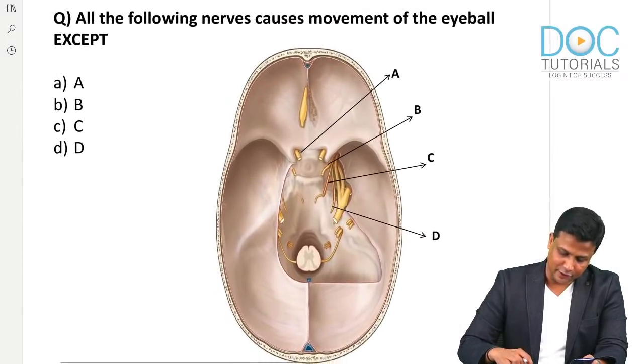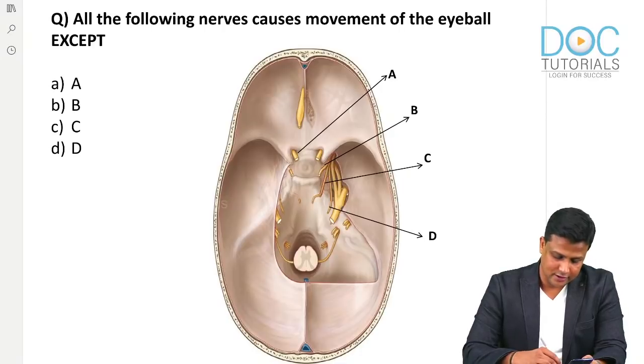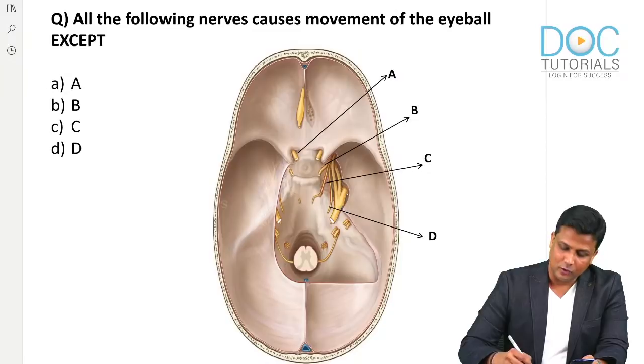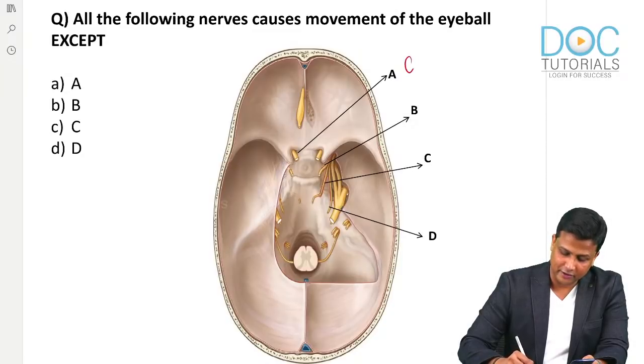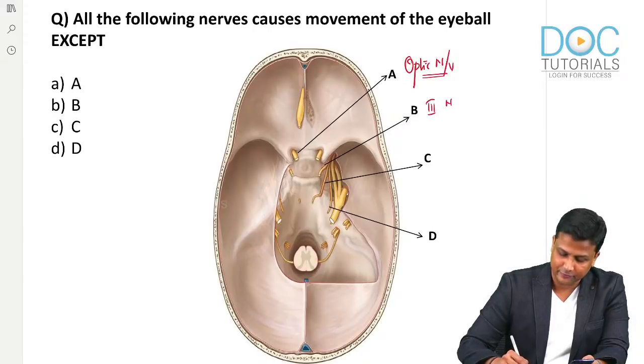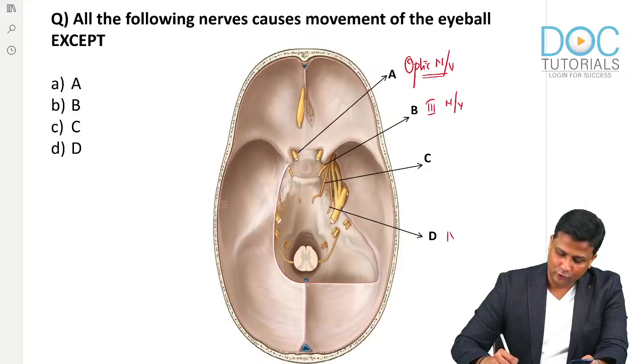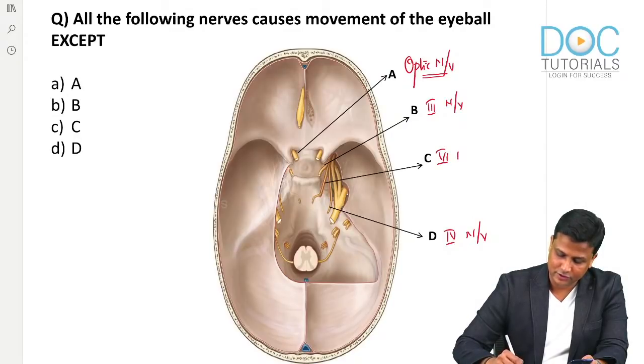Now coming back to our question here, guys: all of the following nerves will cause the movement of eyeball except what? What is this A here? A stands for optic nerve. That's your optic nerve there, guys. And then what is that B there? No confusion about that. That B will be your third nerve, oculomotor nerve. And what's that D there? D stands for your fourth nerve, the trochlear nerve. And in the middle of these two, you're able to see the sixth nerve, that is your abducens nerve.